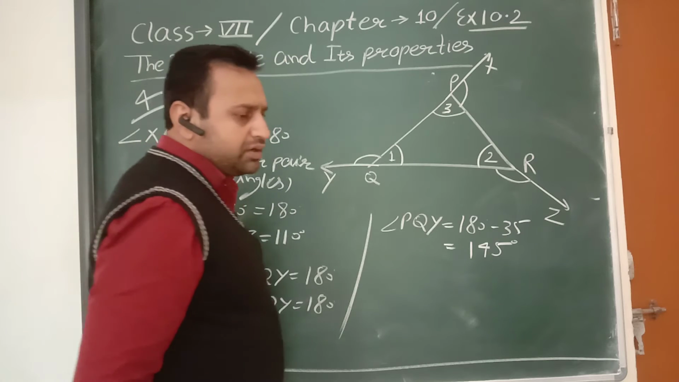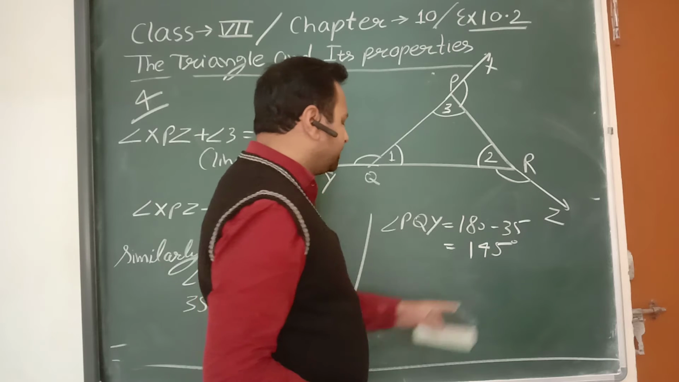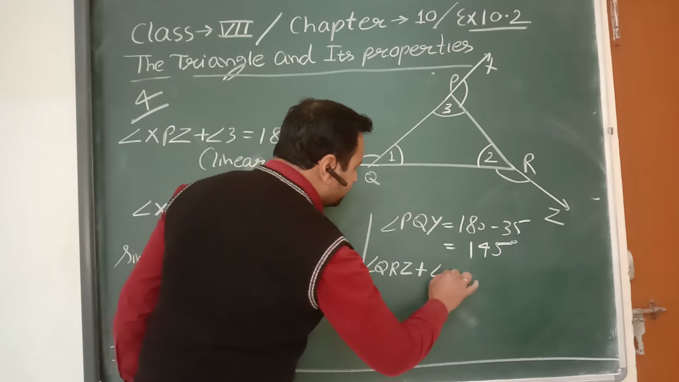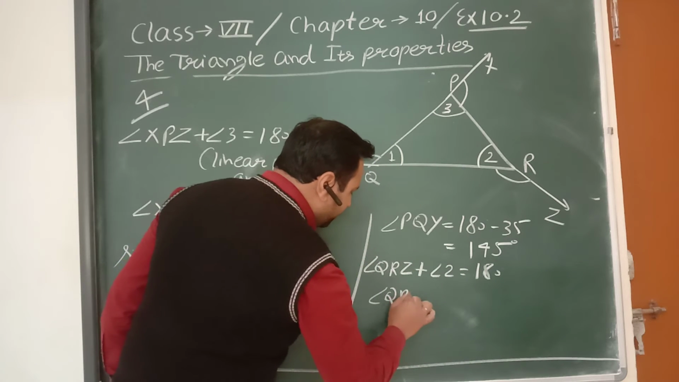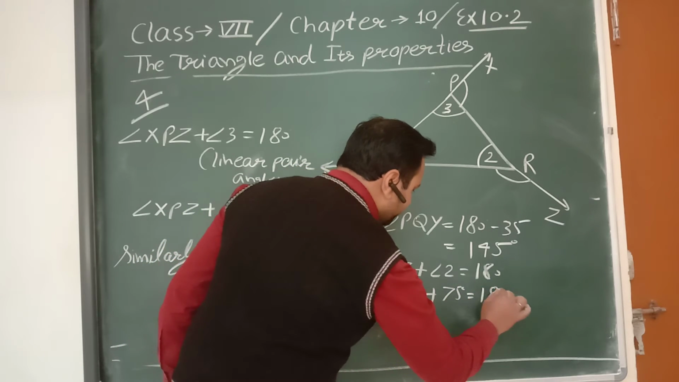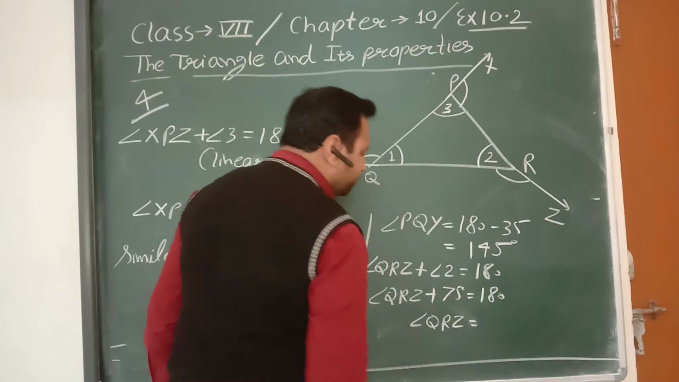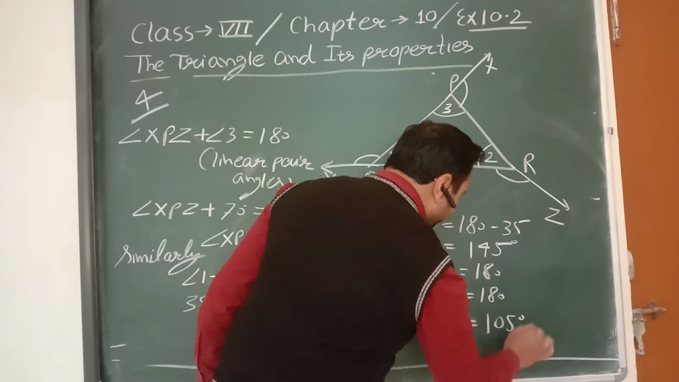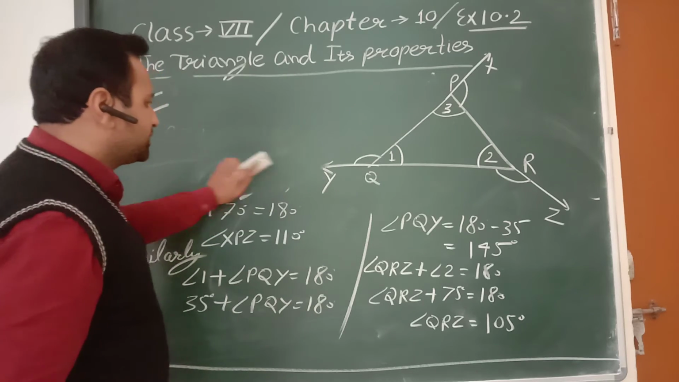Now we calculate angle QRZ. It means this angle. Similarly, angle QRZ plus angle 2, the sum of these two angles is also 180 degrees. Angle QRZ plus 75 degrees is equal to 180 degrees. So angle QRZ is equal to 180 minus 75. It means 105 degrees. Now we calculate the sum of these three angles.